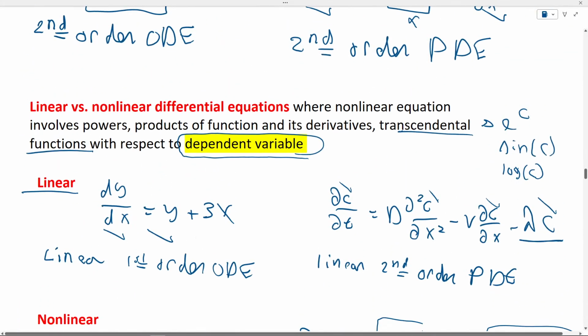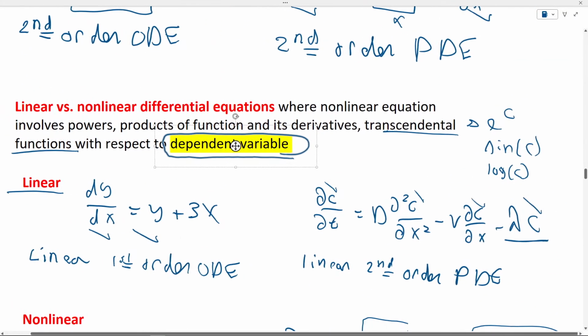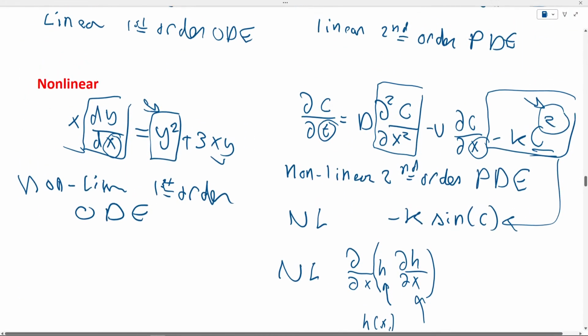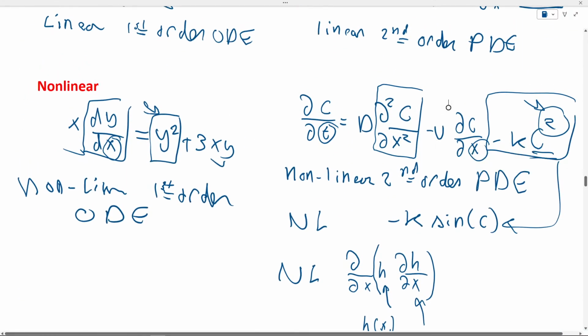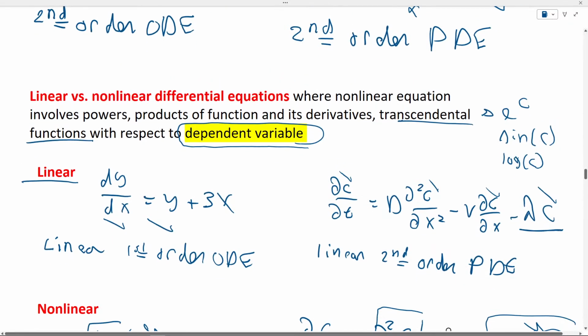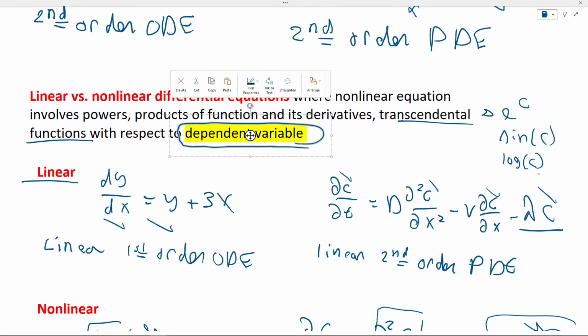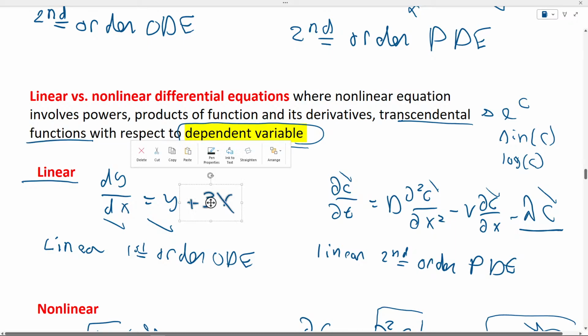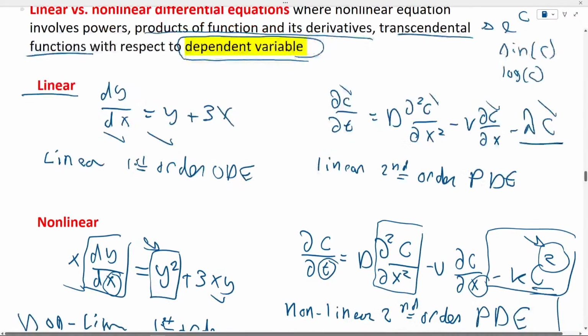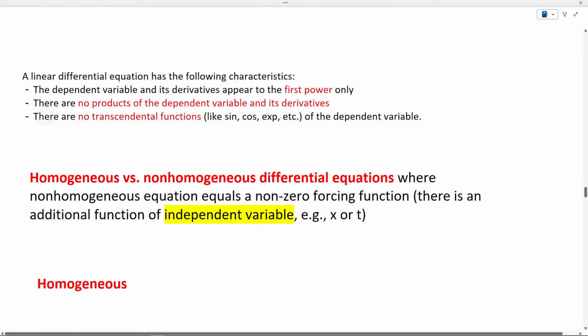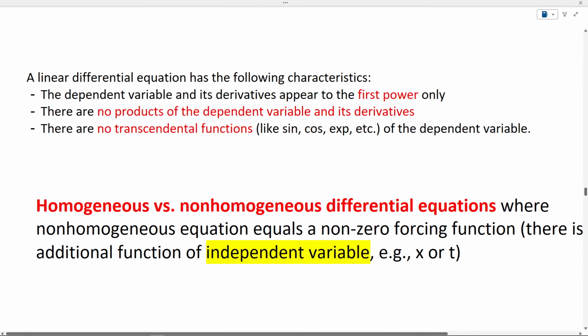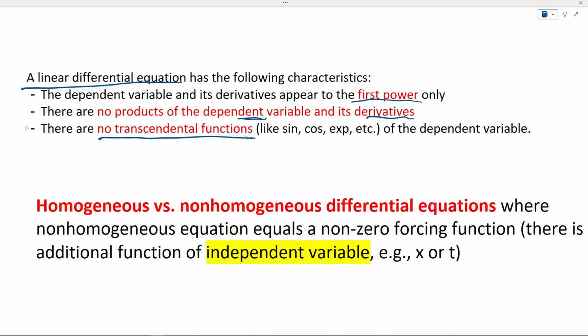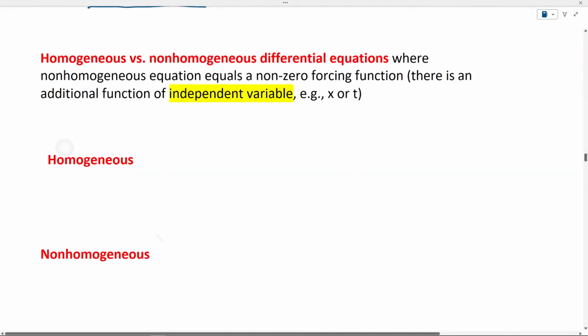So nonlinearity means your function is squared, not to the power of 1. Square, cube, whatever, that makes it nonlinear. Or you have a transcendental function, or a product of a function and its derivative. I summarized this for you here. For a linear differential equation, you need to have the first power, no product of the dependent variable and its derivative, and no transcendental function.